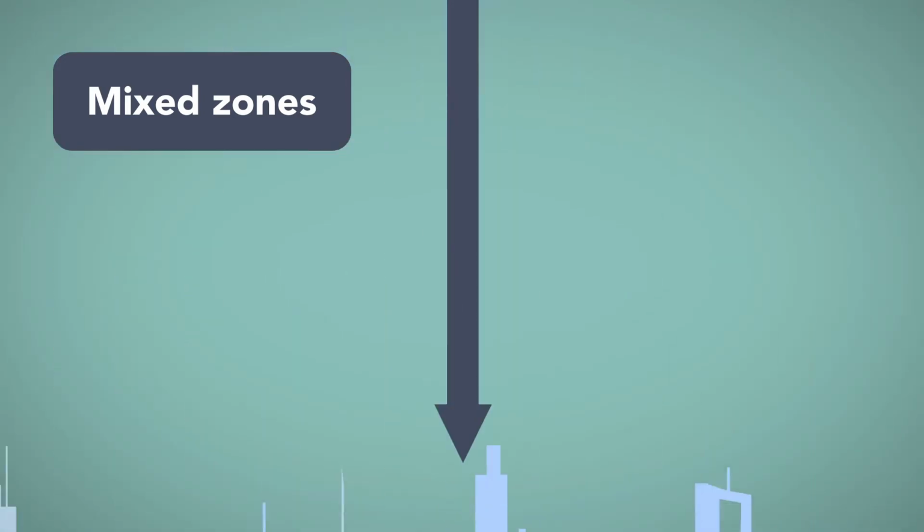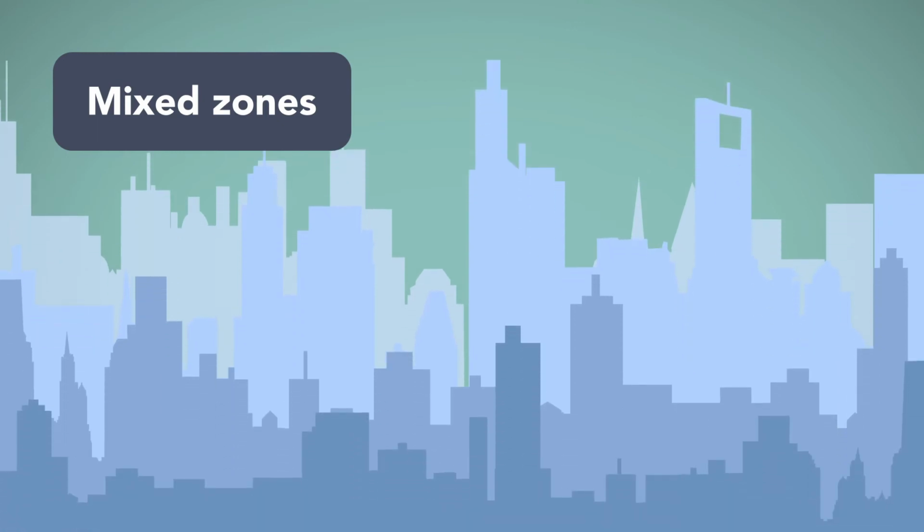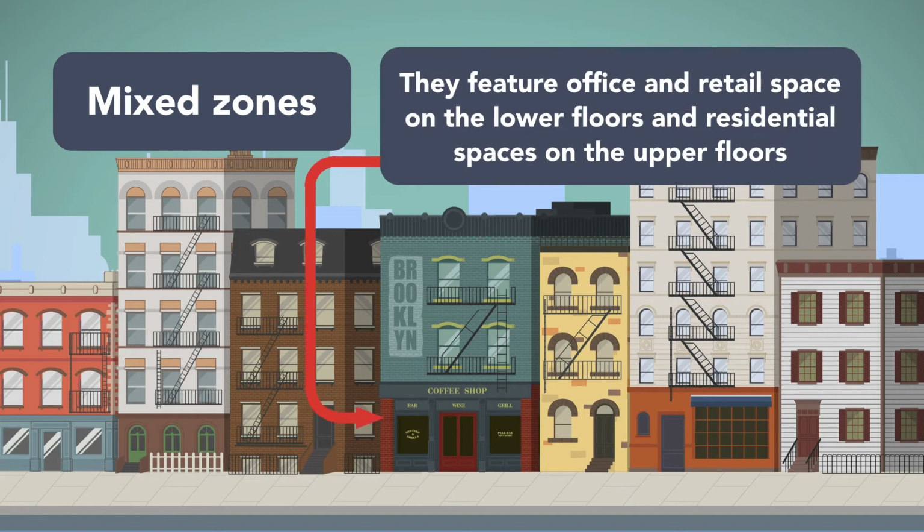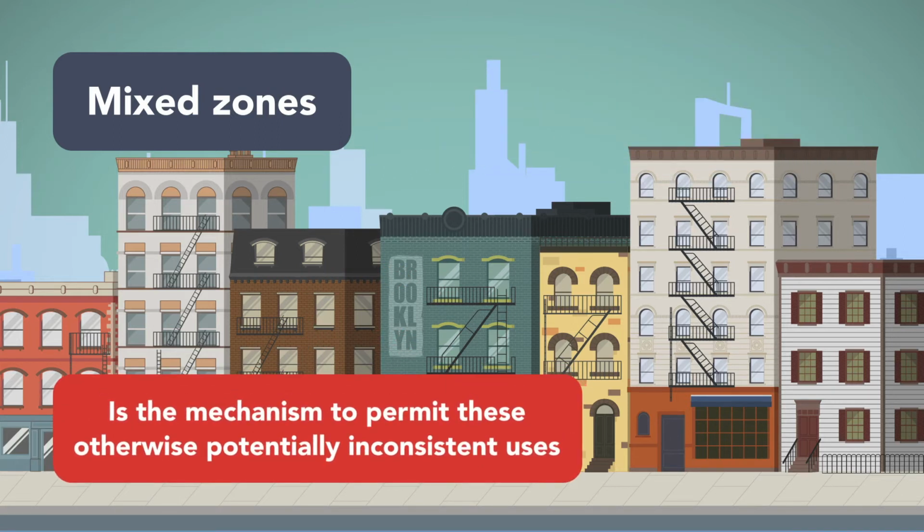For example, in cities that are subject to urban growth boundaries, many multi-story commercial buildings do double duty. They feature office and retail space on the lower floors and residential spaces on the upper floors. Mixed-use zoning is the mechanism to permit these otherwise potentially inconsistent uses.